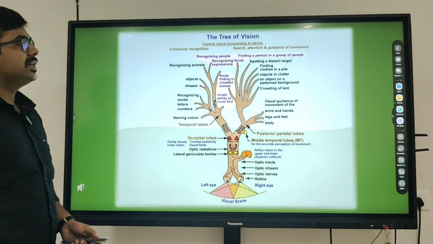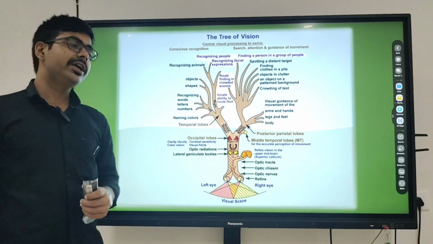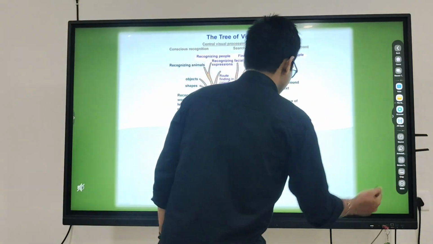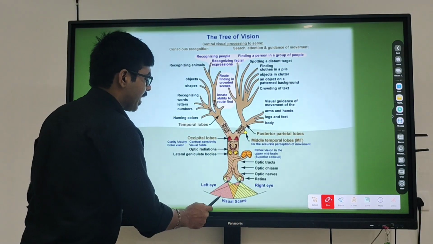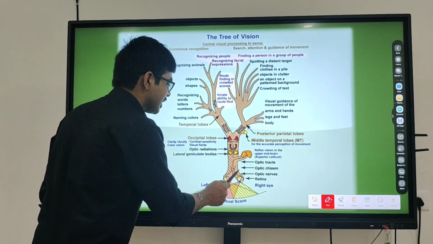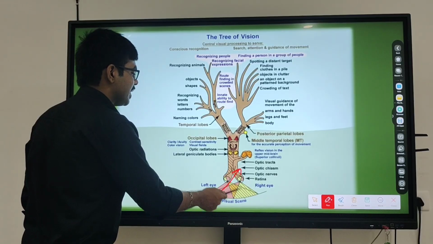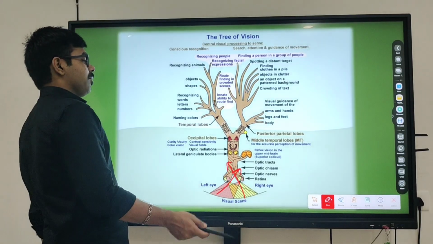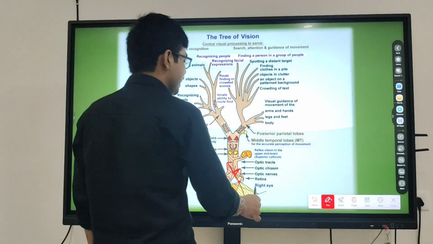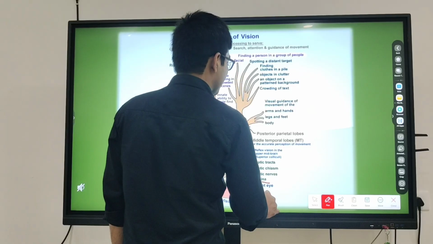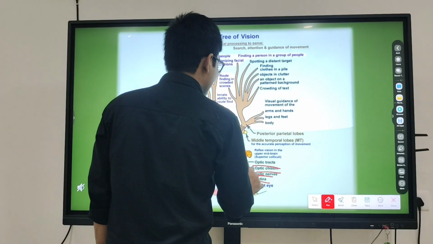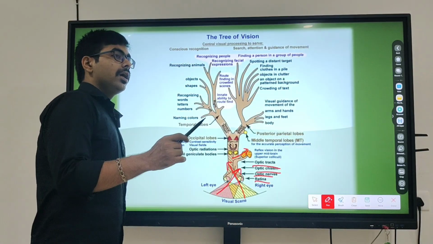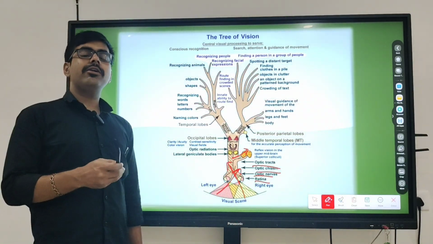Now we are going to discuss very briefly the tree of vision. In the tree of vision, whenever we are showing an object from right to left, the left eye is transmitting the object to the opposite side and the right eye is going to transmit the information to the other side. Then the retina is sending the information to the optic nerve, then the optic chiasma, then the optic tract. In the optic tract, one pathway is going to reach the midbrain, where there will be reflex vision.